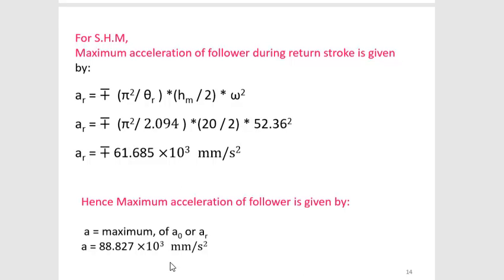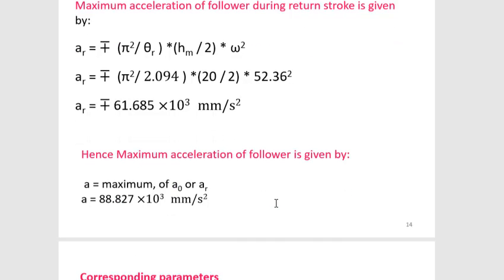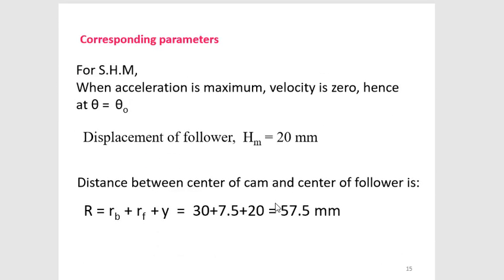So this becomes our maximum acceleration. The next point is the corresponding parameters. We need to find out some other parameters as well, for example, the distance between the center of cam and center of follower. Other things we know, for example, displacement of follower is already given in the question, and we need to find out the distance between center of cam and center of follower.